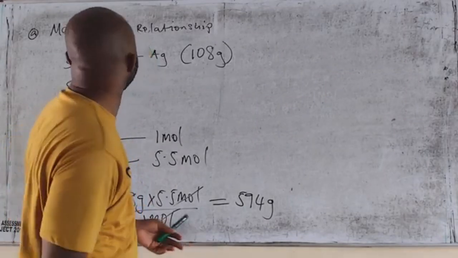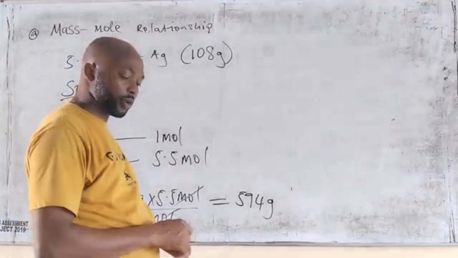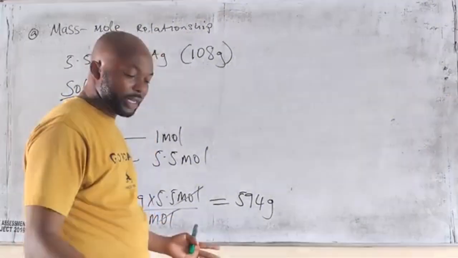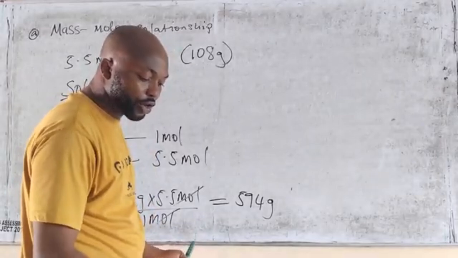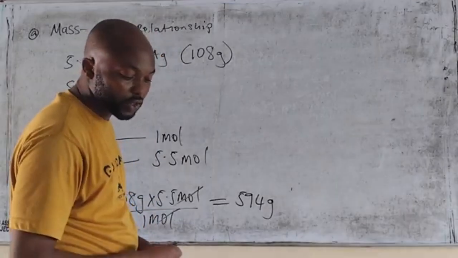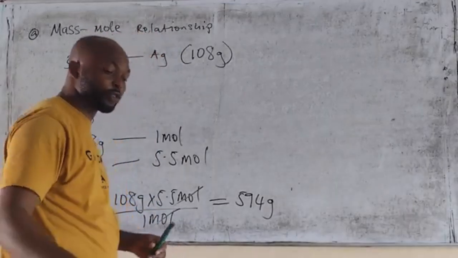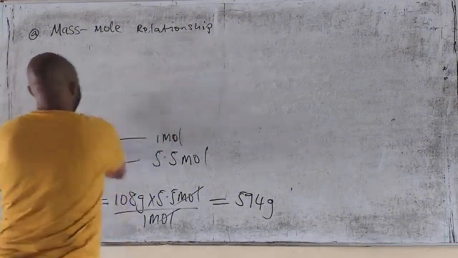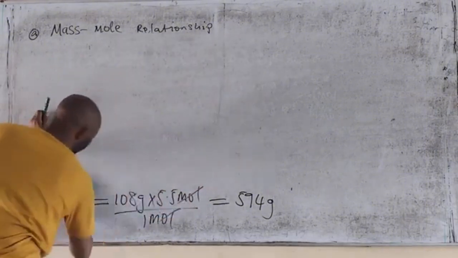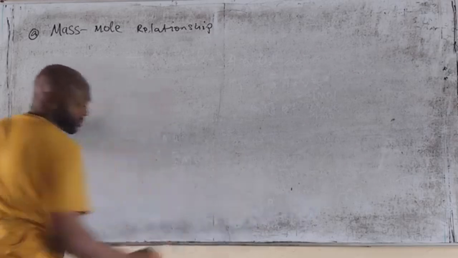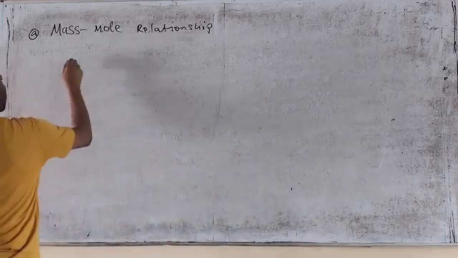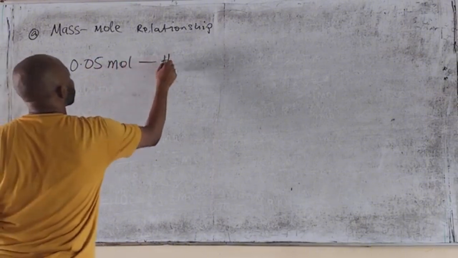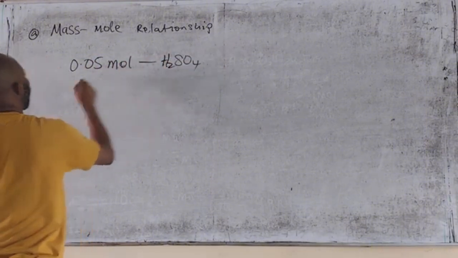So we've taken our first question. We're still on mass-mole relationship. Let's take the second one. Calculate in grams, which is mass, the mass of 0.05 mole of tetraoxosulfate(VI) acid, H2SO4.